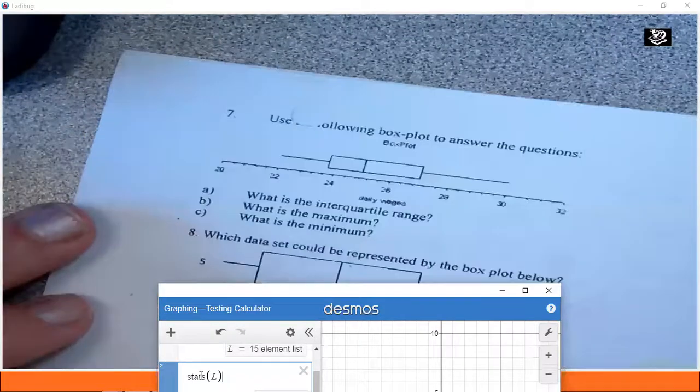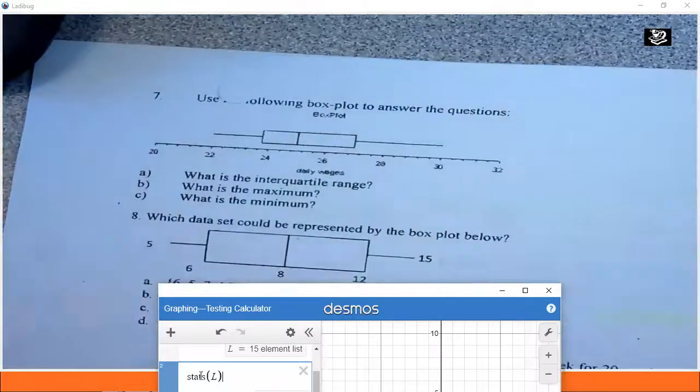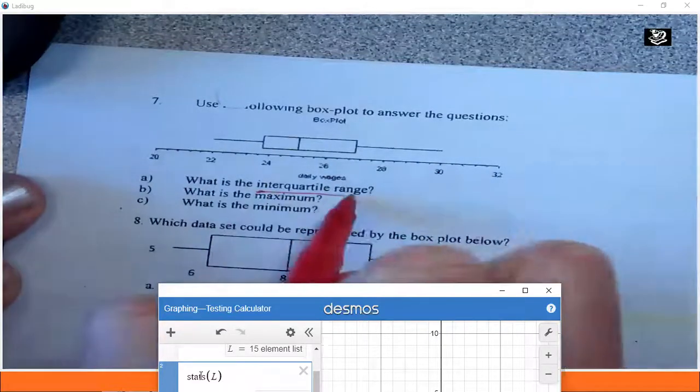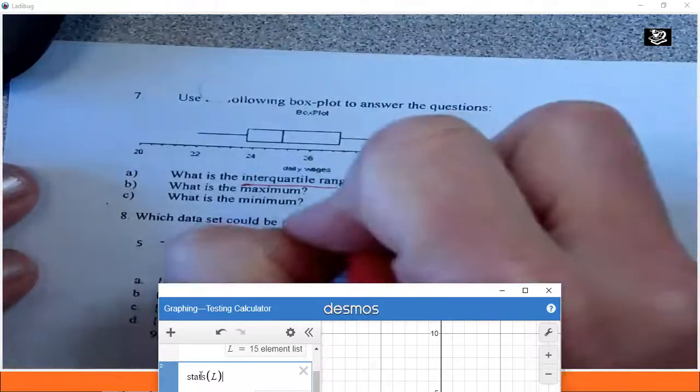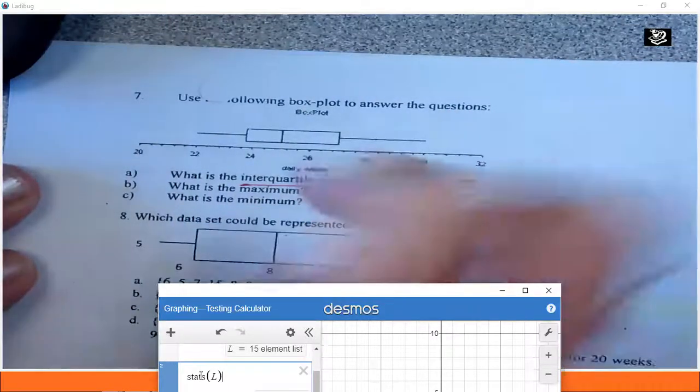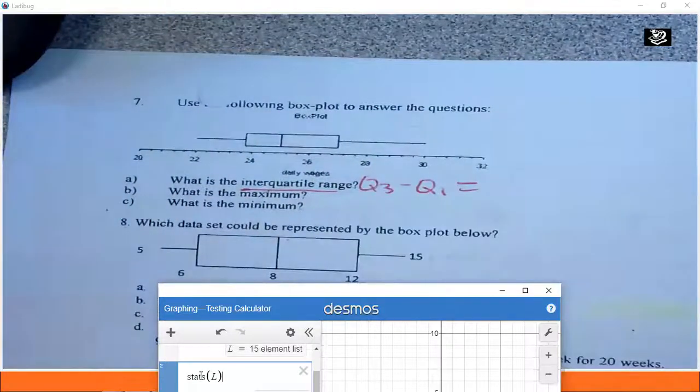Use the following box plot to answer the questions. A says, what's the interquartile range? Jamon, what's the formula for interquartile range, IQR? What did we just say? Good, Q3 minus Q1. We're going to have to look on the box and whiskers to find that. Jada, where is Q3 at? What number?